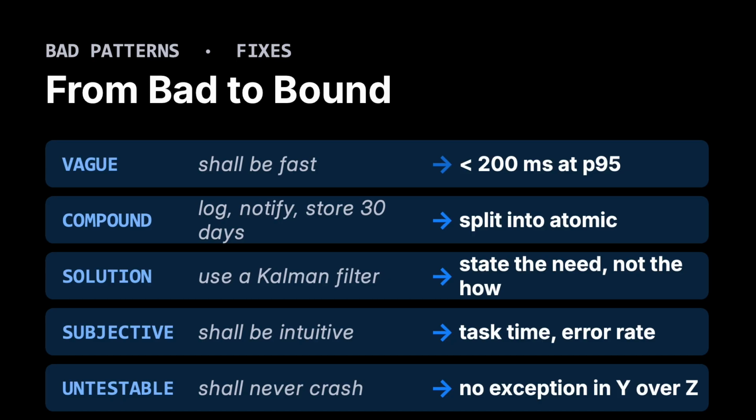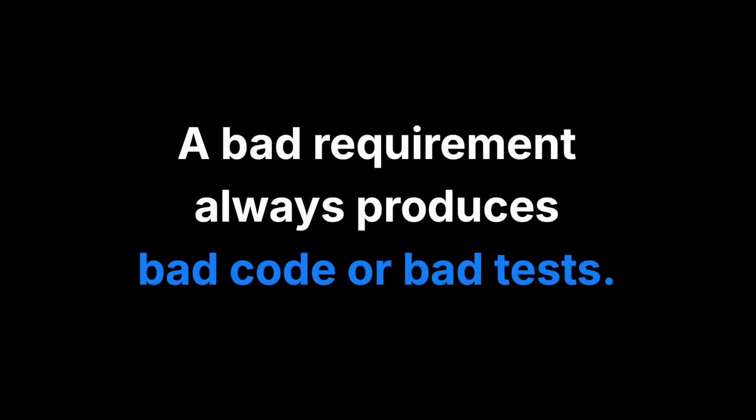Or an example for untestable requirements. The system shall never crash. This is of course desirable, but not a good requirement. So put some boundaries to it, like no unhandled exception under defined conditions over a defined period. When you're working with bad requirements, the rule is simple. Raise the gaps early. Do not silently invent the missing detail yourself. If you are forced to derive tests anyway, write down your assumptions and test each interpretation explicitly. A bad requirement always produces either bad code, bad tests, or both of them.